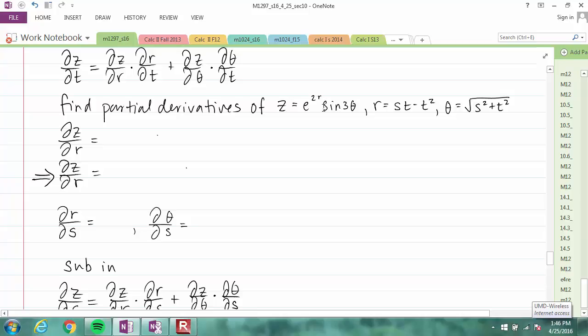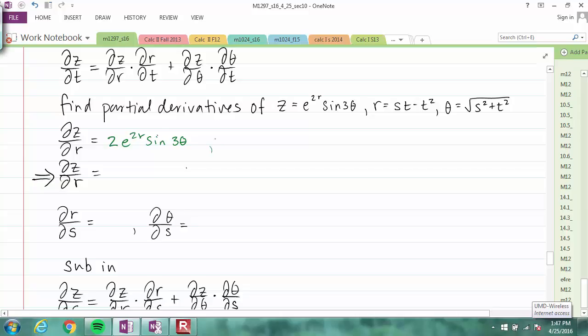Come on, you guys. e to the 2r with respect to r. What's the derivative? It's 2 times e to the 2r, because you use the chain rule there, right? 2r is the inner function. Derivative of the outside is e to the original function 2r, but then you have to take the derivative of 2r and times it. So it's 2 e to the 2r times the sine of 3 theta. Okay, so we're going to write that down as side work, and then we'll put it all together. So 2 e to the 2r sine of theta. Just kidding, 3 theta. That's what we had there.